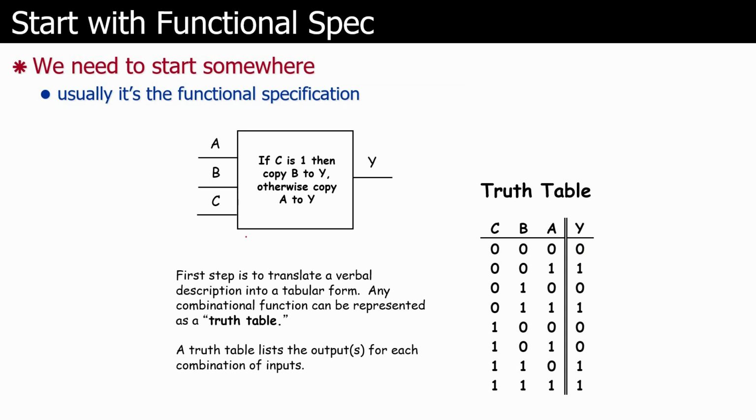So for this example we have here, if C is 1, then we copy B to Y, otherwise we copy A to Y. Let's look at what's happening there. For all of these ones here, C is not 1, so we simply copy A over to Y, and you can see this happening. All of our A's correspond to Y for those outputs. And then if C is 1, we copy B to Y.